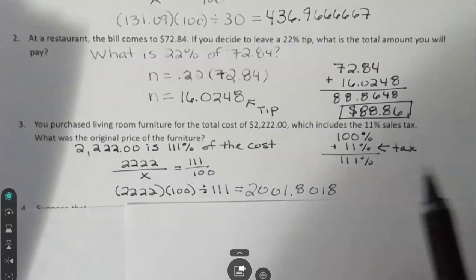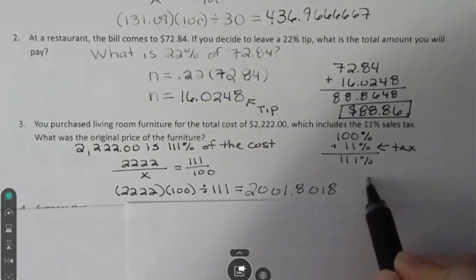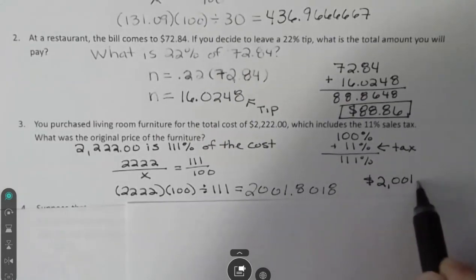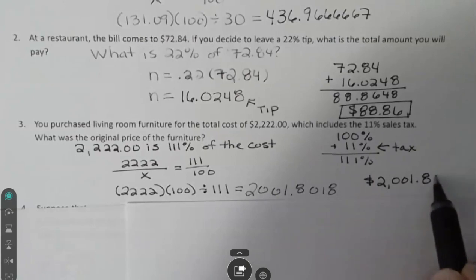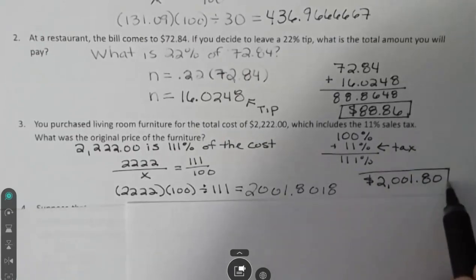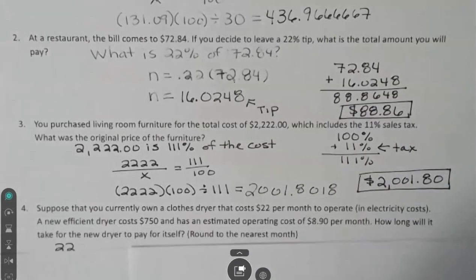2001.8018. I could go on a ways, but I'm going to round that to the nearest hundredth, which is the second place. So I'm going to say that that furniture originally cost $2,001.80 because the next digit after the 0 is a 1. We don't round up. We keep it the same. That would be our original cost of that furniture.